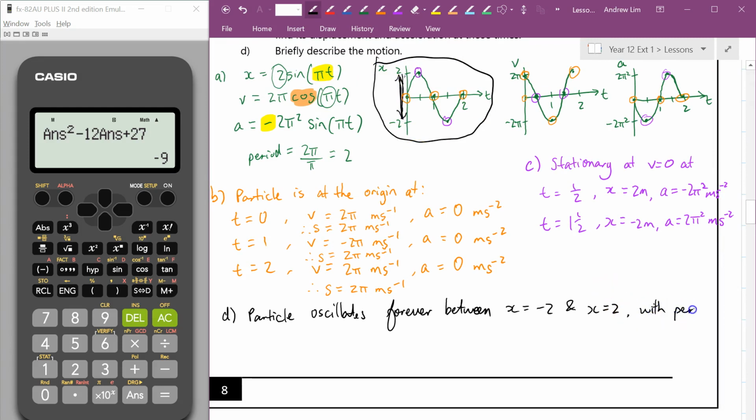With the period of 2, it starts at the origin, moving first to x is equal to 2. Okay, so if you want to think about this as the particle oscillating from left and right, it starts at the origin and it goes right first, and it goes left to minus 2, and then back to 2, and then back to minus 2 forever.